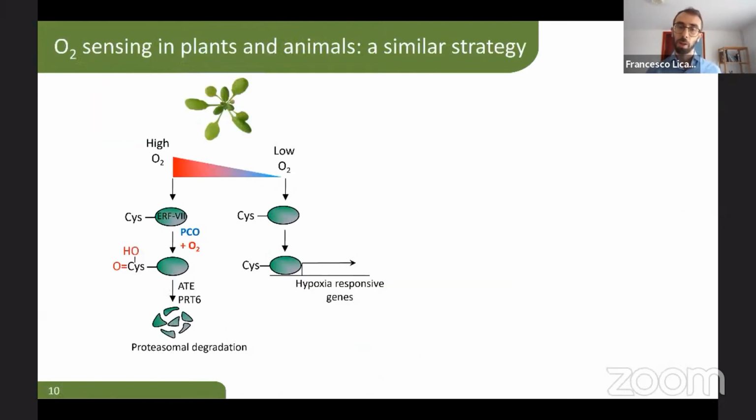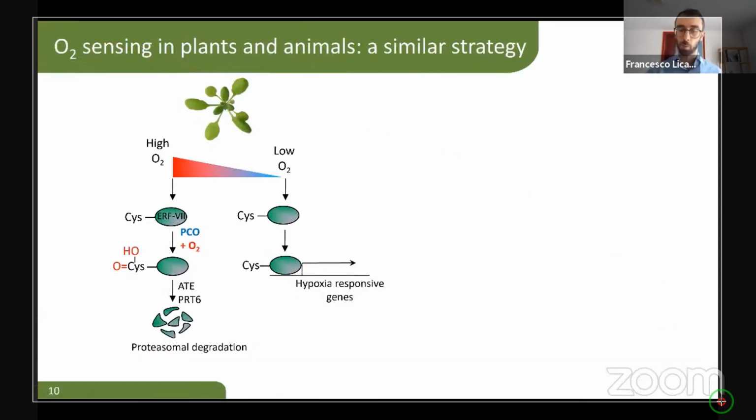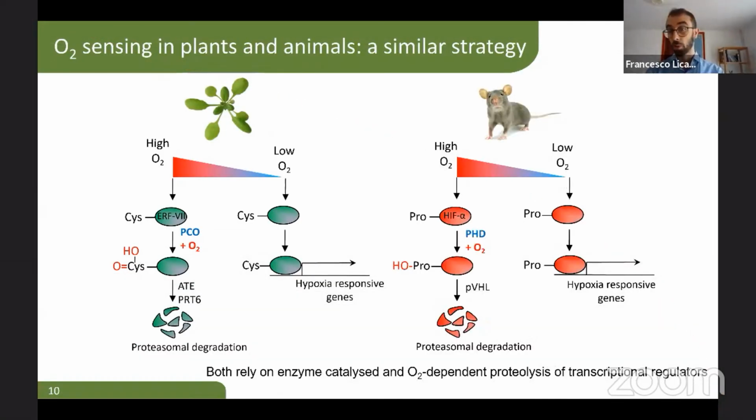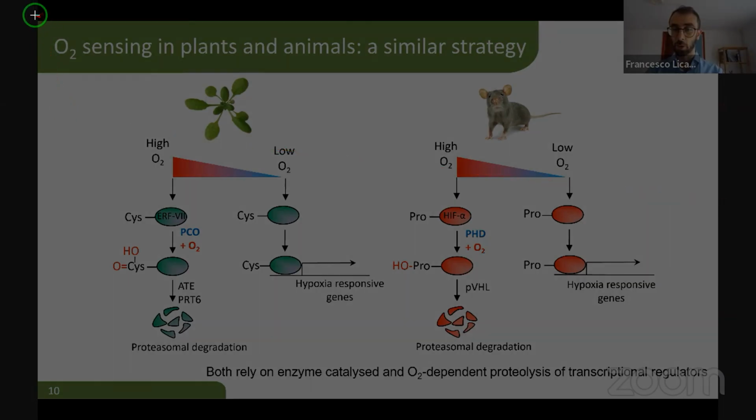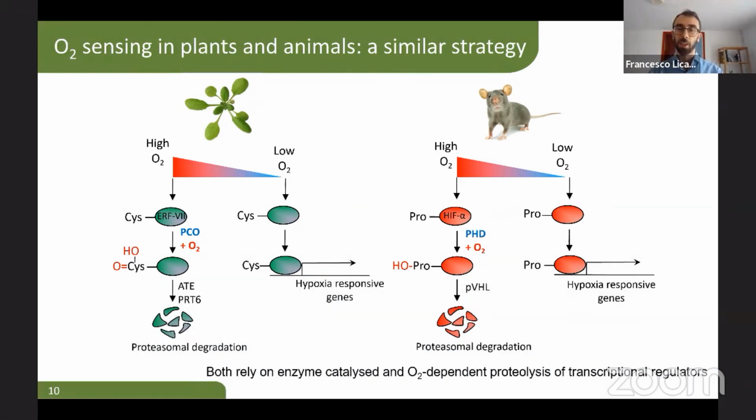If we now compare this system with the oxygen sensing system that was discovered about 20 years earlier, and was awarded the Nobel Prize in Physiology or Medicine to Bill Kaelin, Gregg Semenza, and Peter Ratcliffe, we see quite some similarities. In both cases, we have a strategy that relies on degradation of a transcription regulator, and this degradation is oxygen dependent, so that hypoxia stabilizes it.